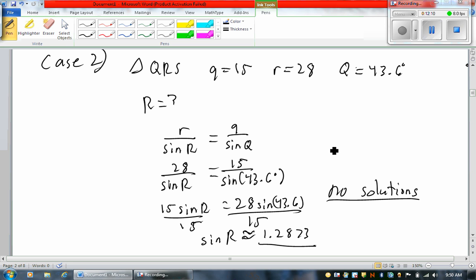And the reason being, the picture that I didn't want to spoil by showing this first. Here's our angle R right here. Notice how this side q, across from angle Q, is not long enough to reach here and actually make a triangle. We don't have a triangle. There is no angle R, and that's why sine is greater than 1 and doesn't exist.